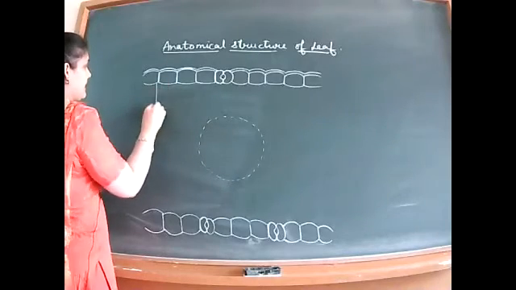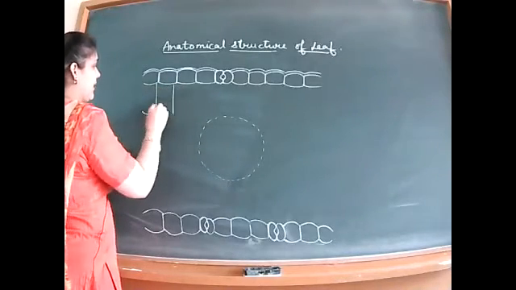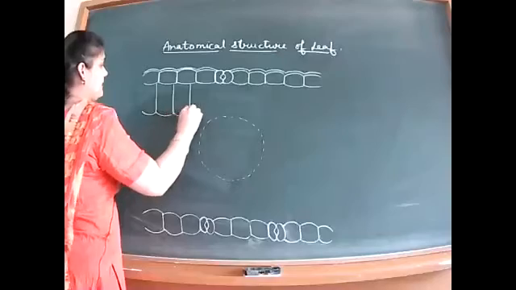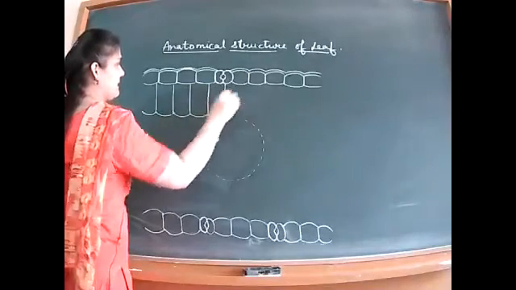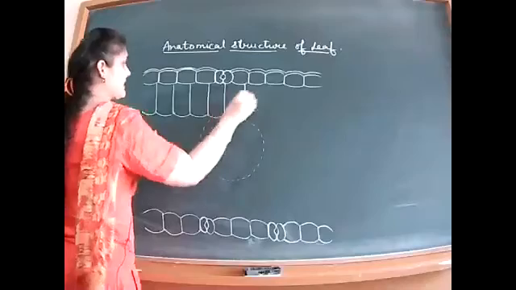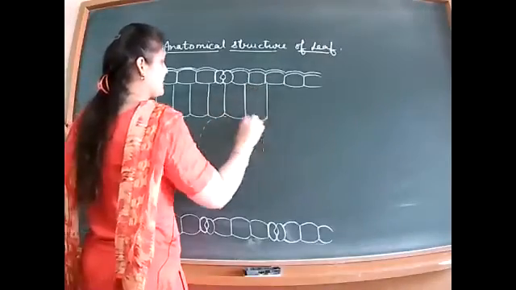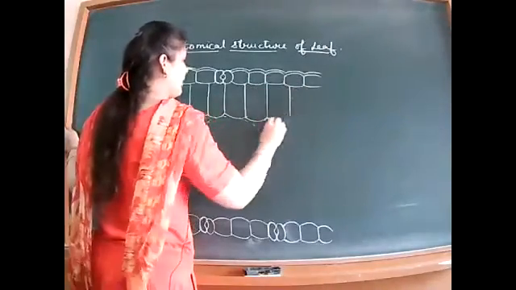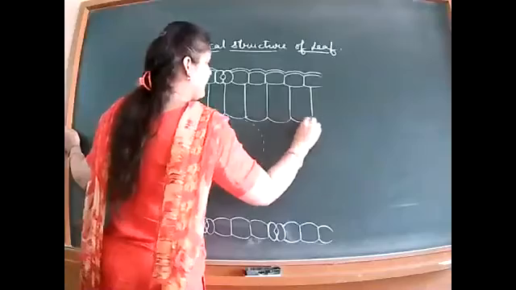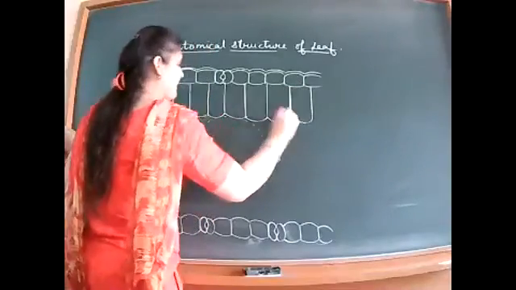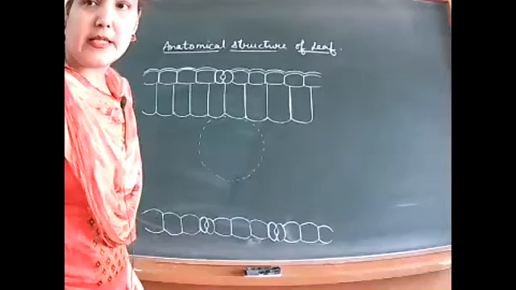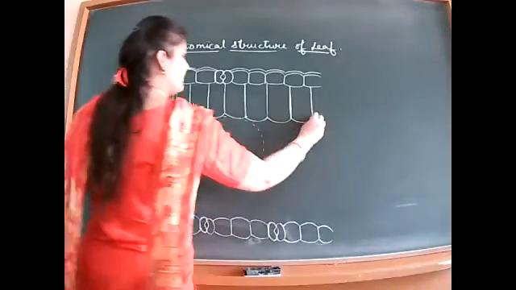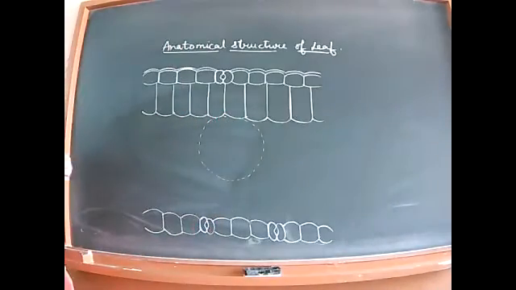Now leaving this region, we will cover the whole of the inner side with elongated, pillar-shaped, compactly arranged cells forming the layer of palisade parenchyma. Okay, so this is palisade parenchyma, right?